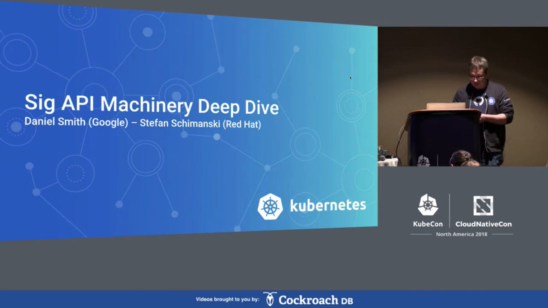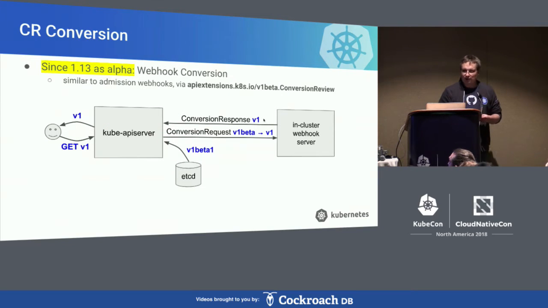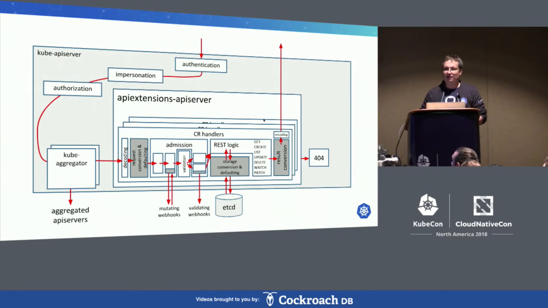If I have focus, I might be able. There I am. Deep dive. I think most of you have seen that we have CAD conversion since 1.13 as alpha via webhooks, and I just want to give some slides answering questions which came up afterwards. There was a question about ordering when there is conversion, and how this plays with admission and those things, and I will try to answer them quickly.